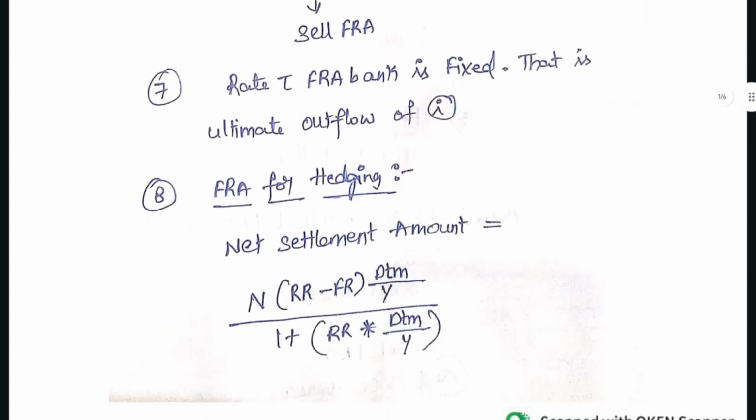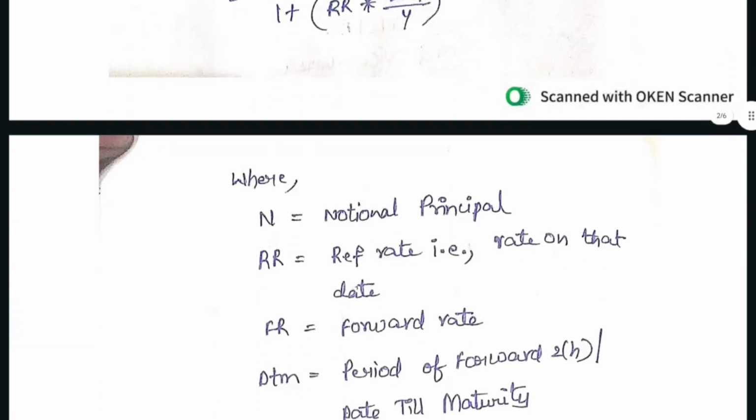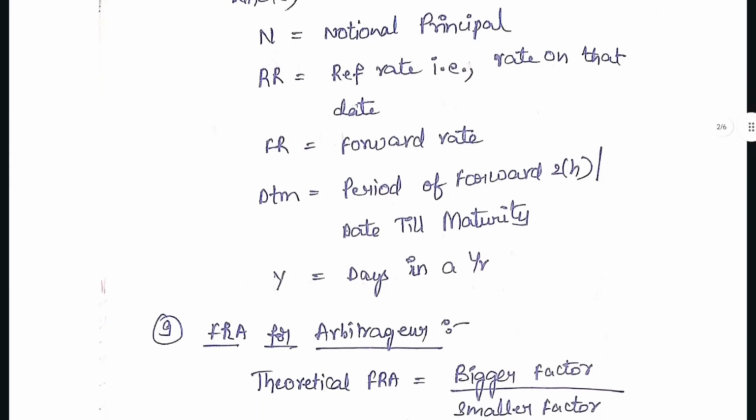FRA for hedging. FRA can be used for hedging, speculation and arbitrage also. In case of FRA for hedging, net settlement amount equals N into (RR minus FR) into DTM divided by Y, whole divided by 1 plus RR into DTM divided by Y, where N is the notional principal, RR is the reference rate, that is the rate on the date, FR is the forward rate, DTM is the date till maturity, the period of the forward contract, and Y is the days in a year.